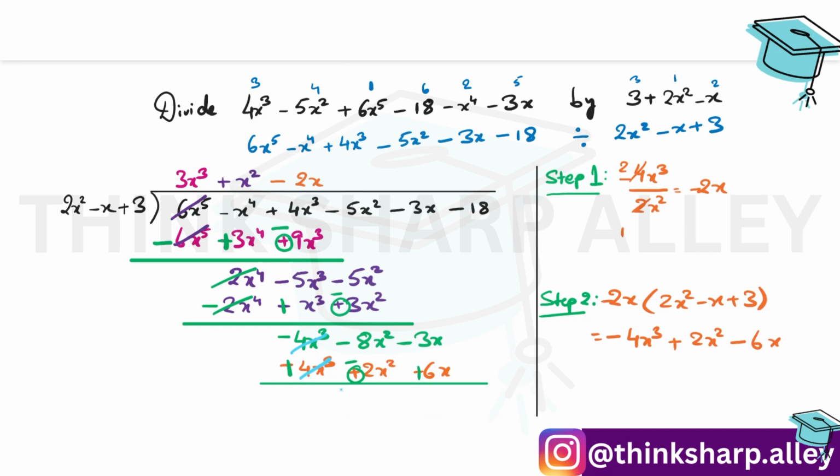So simply first two terms get cancelled. Minus 8 minus 2 is minus 10x squared. Minus 3 plus 6 is plus 3x. And the next number down, minus 18. Now you know what to do. Again, we will repeat the same steps. I'm not highlighting anymore, so let's just fast forward.